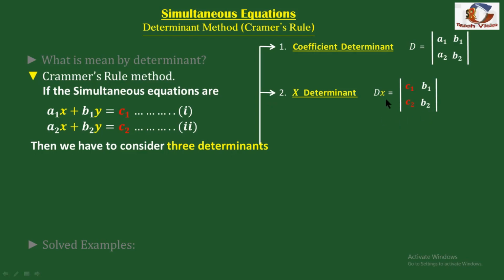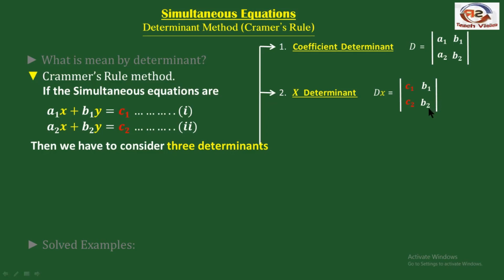Now look at both determinants D and Dx. How to write Dx with the help of determinant D, which is a coefficient determinant. Here, when we calculate the Dx, means x determinant, then we have to replace the values of x coefficient a1, a2 by constant values c1, c2, where the values of coefficients of y variable, which are b1, b2, remain as they are.